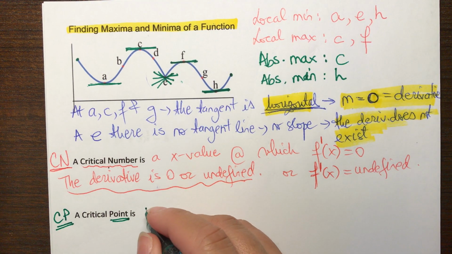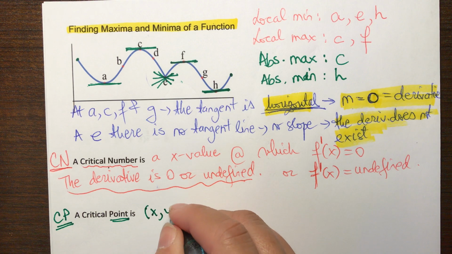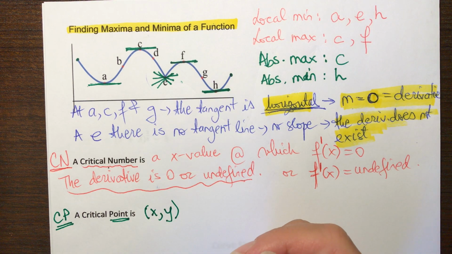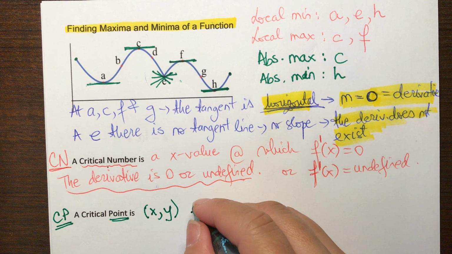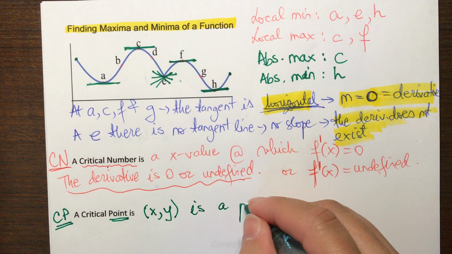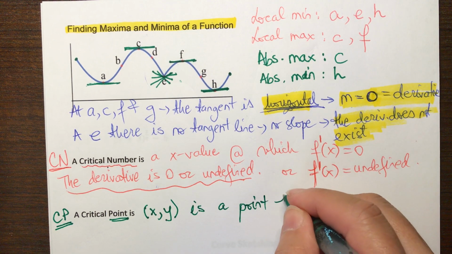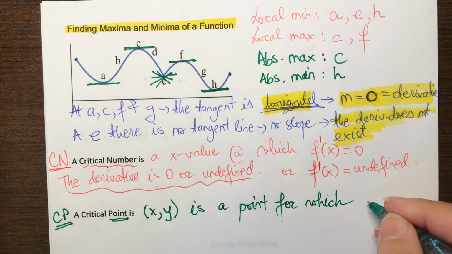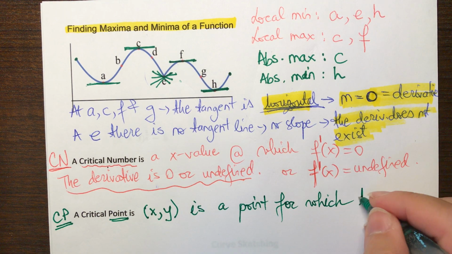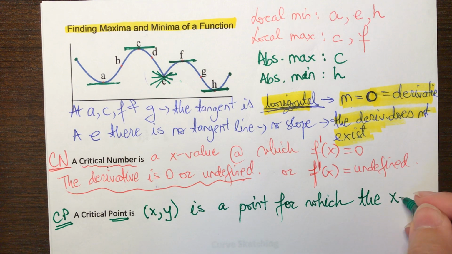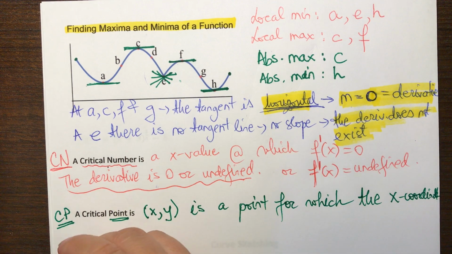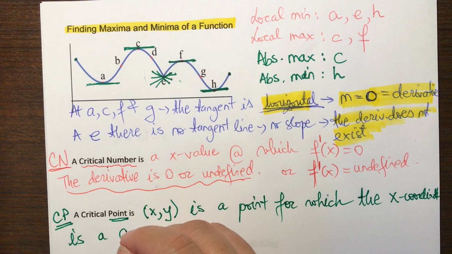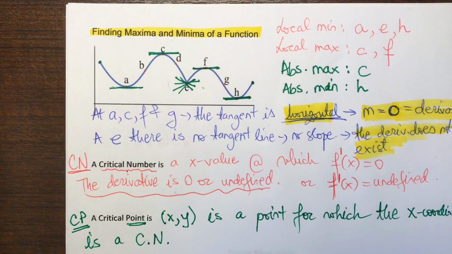What's a point? A point's not just an x, but it's the y value to it too, right? So a critical point is a point for which the x-coordinate is a critical number.